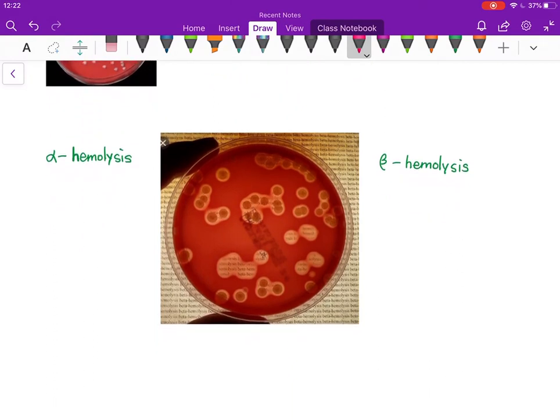Here is a good picture to help you distinguish alpha-hemolysis and beta-hemolysis. We can see some colonies completely lost their colors and became a transparent zone, which are the beta-hemolysis. However, some others are partially transparent here, which are the alpha-hemolysis. So this is a good picture to show you how different alpha and beta hemolysis are.